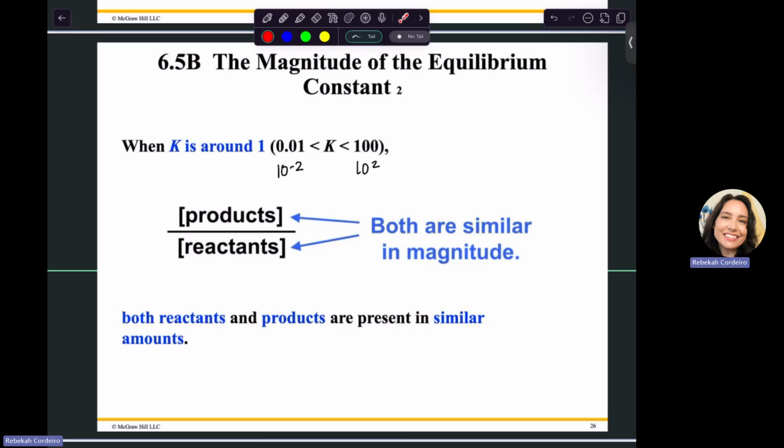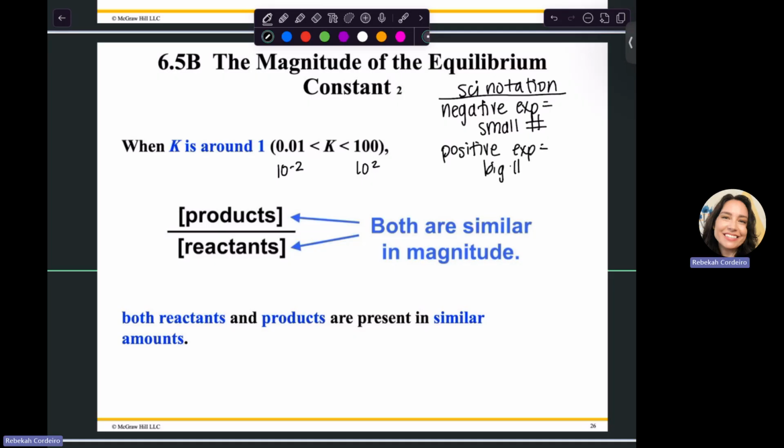Just remember that when you're dealing with exponents, a negative exponent equals a small number, like with scientific notation. So go all the way back to Unit 1 if you need a review on this. A positive exponent means a bigger number, I mean, greater than 1. So greater than 1 and less than 1. Bigger versus smaller.